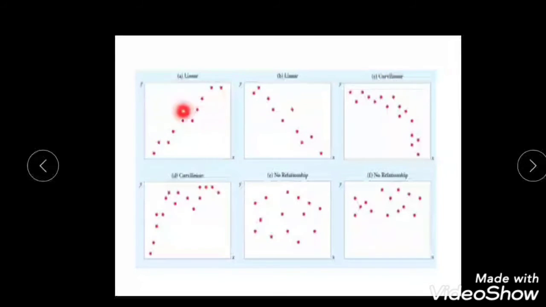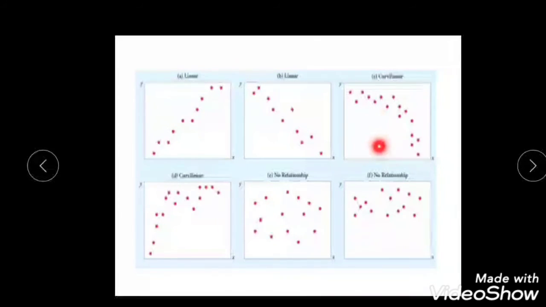First, let me tell you about chart A. A is a linear relationship, which shows a relationship between the variables x and y. Here you can see that y increases proportionally with x. It is a strong linear relationship between the variables. Whereas if you look at B, it is also a linear relationship between x and y, but here it is an inverse relationship, meaning the value of y decreases proportionally with x.